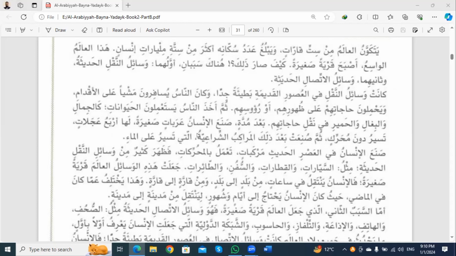They moved without an engine. Duna means without, muharrik means engine.